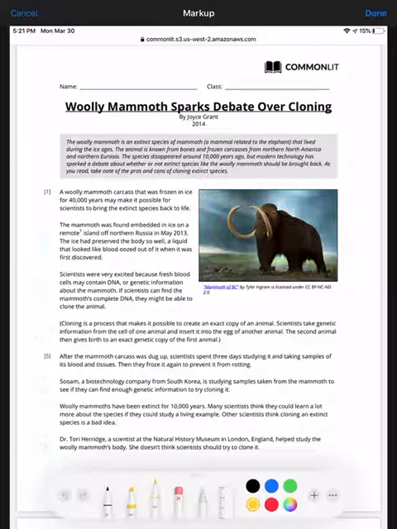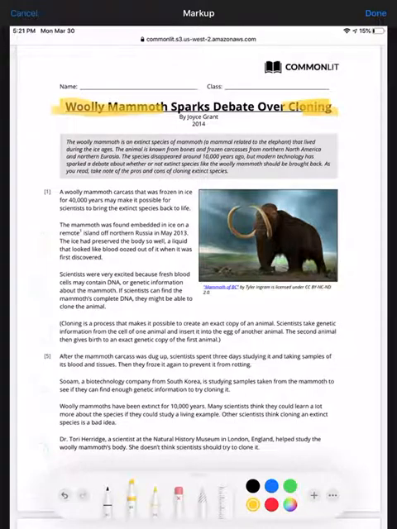Woolly Mammoth sparks debate over cloning. I know that cloning is going to be a big thing in this passage, right? There we go. Cloning. I'm going to highlight cloning. Okay, I'm going to highlight woolly mammoth because I know that this passage is about woolly mammoths.